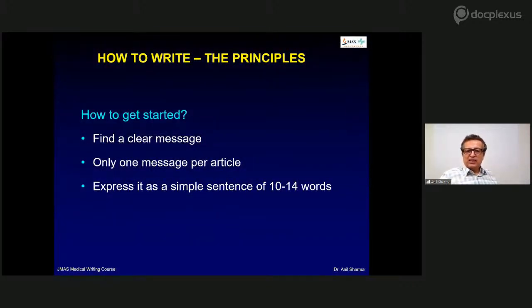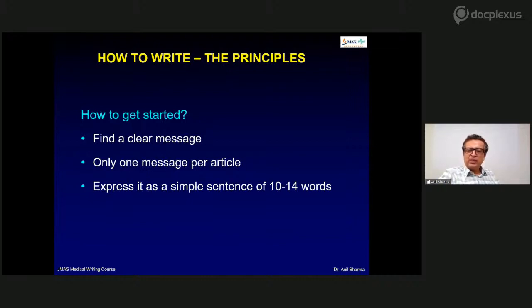So how to get started? Find one clear message. Please note just one message per article is what is required. You don't need too many messages in one article. It defeats your purpose. And write it down as a simple sentence of 10 to 14 words.